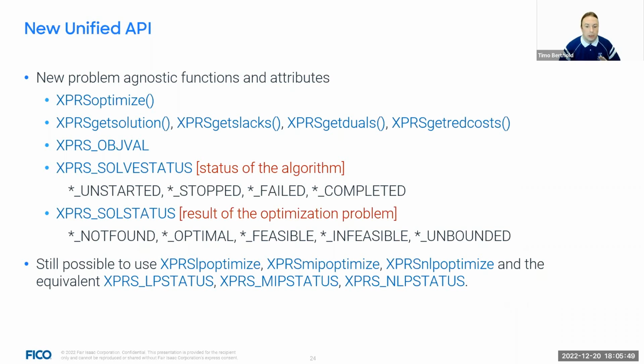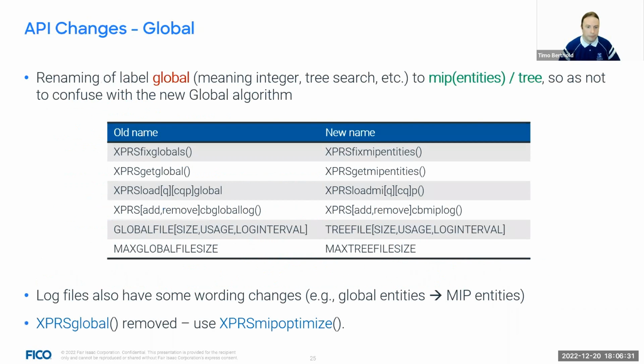There are also generic attributes, solve status, which refers to the optimization process per se, the status of the algorithm, has it failed, has it been completed, and so on. And sol status, which refers to the status of the final solution, or rather the result of the mathematical optimization problem. Is it feasible, optimal, has it been proven infeasible or unbounded? And as a side note, you can still use the old functions and attributes. We rather decided for doing something universal here and against introducing yet another dedicated set of functions, attributes, and so on for the global MIP solver.